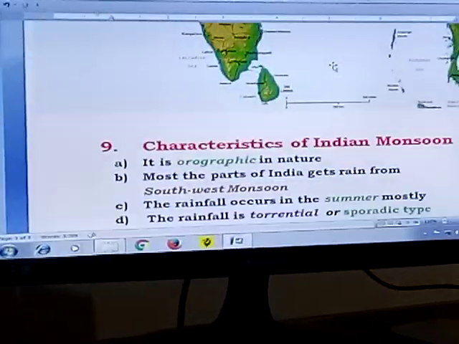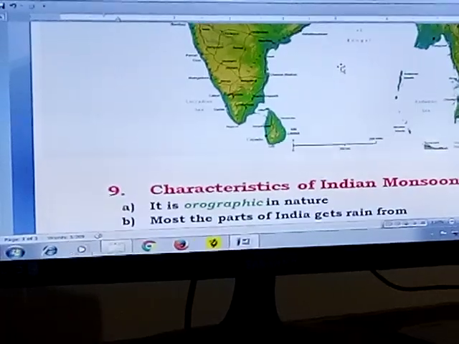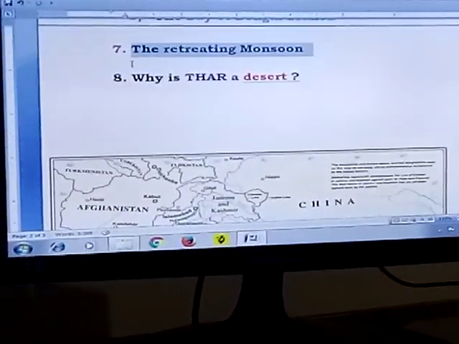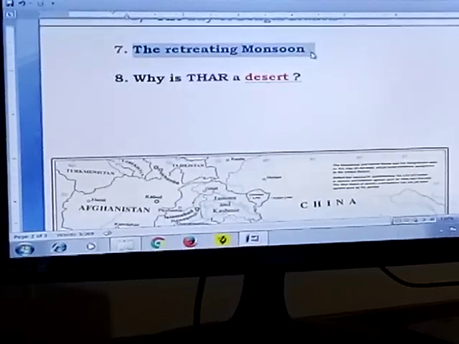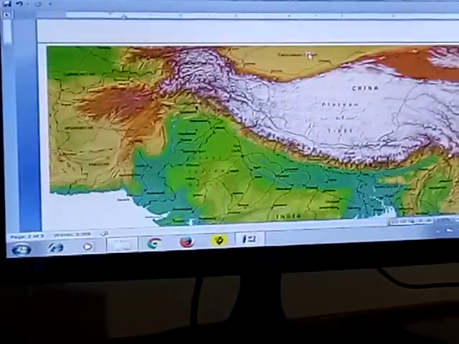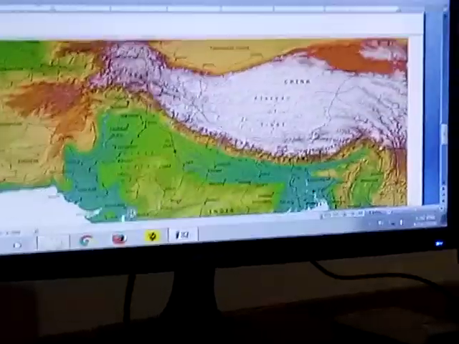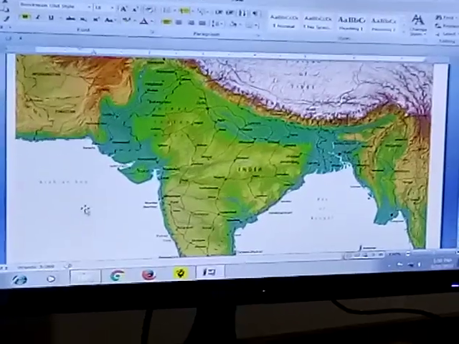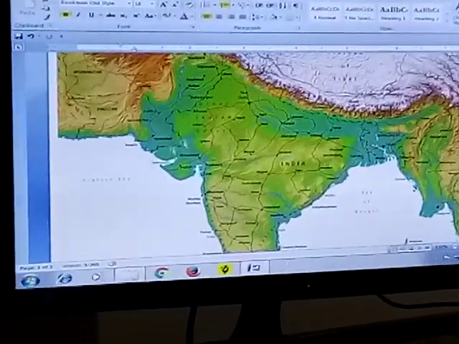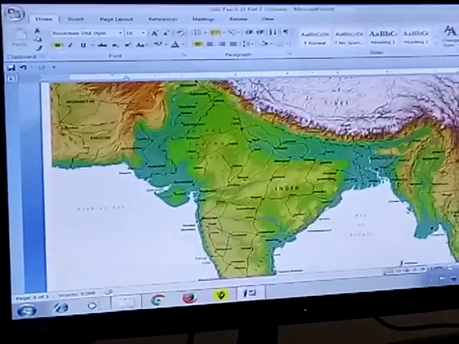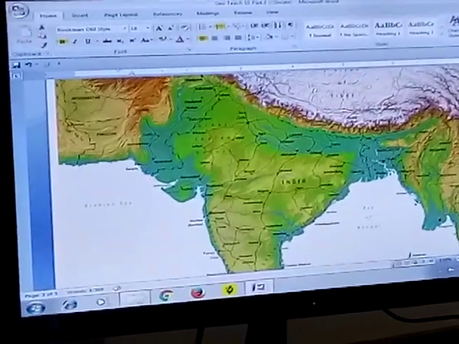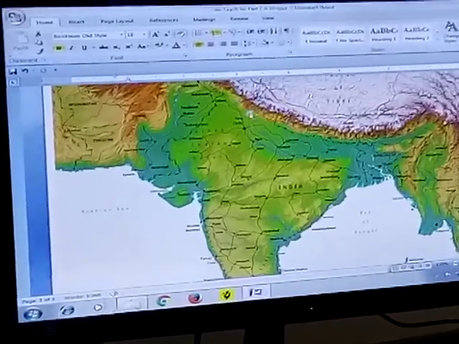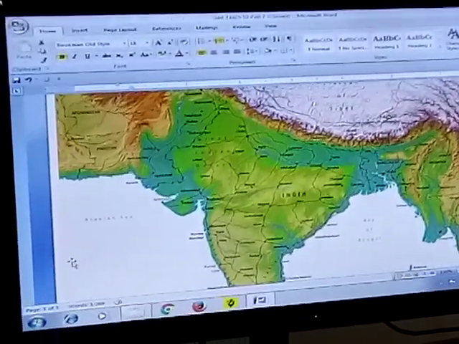Now retreating monsoon. Next topic is retreating monsoon. Okay, you can understand our next topic is retreating monsoon. Now retreating monsoon, we have got two names. One is this: the southwest monsoon of the Arabian Sea is going this way. See the angle this way. Wind never changes its direction. If it goes this way, in this direction, it will come back in this direction also.